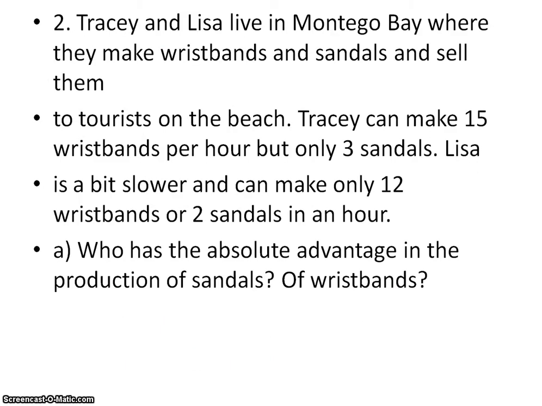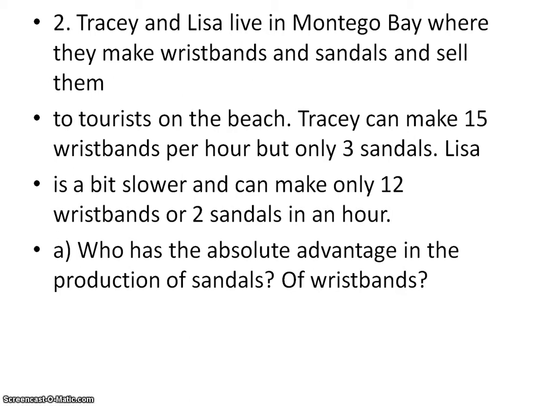Moving on to question number 2, it looks at 2 individuals, Tracey and Lisa, who live in Montego Bay, where they make wristbands and sandals and they sell them to tourists on the beach. It says that Tracey can make 15 wristbands per hour but only 3 sandals. Lisa is a bit slower and can make only 12 wristbands or 2 sandals in an hour. So the question is asking us, who has the absolute advantage in the production of sandals and of wristbands?